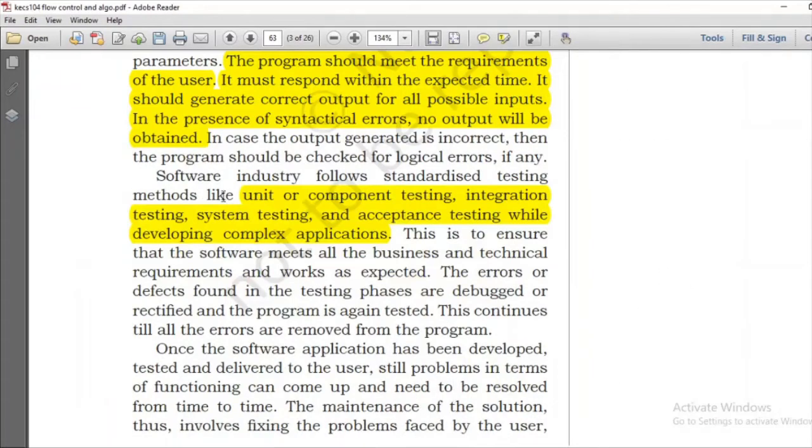Software industries follow standard testing methods. There are certain testing methods which are used. You need not go into detail, you just need to know their names. These are unit or component testing, integration testing, system testing, and acceptance testing, used while developing a complex application. When you are designing a whole software, you need to test each and every module which you have made in the software. So these are the standard testing methods which are used.